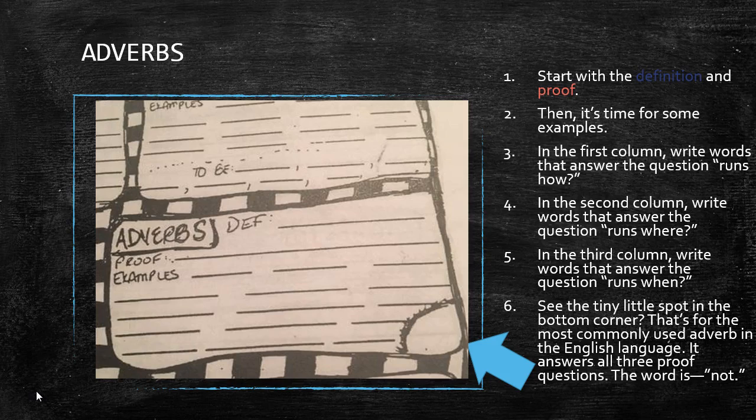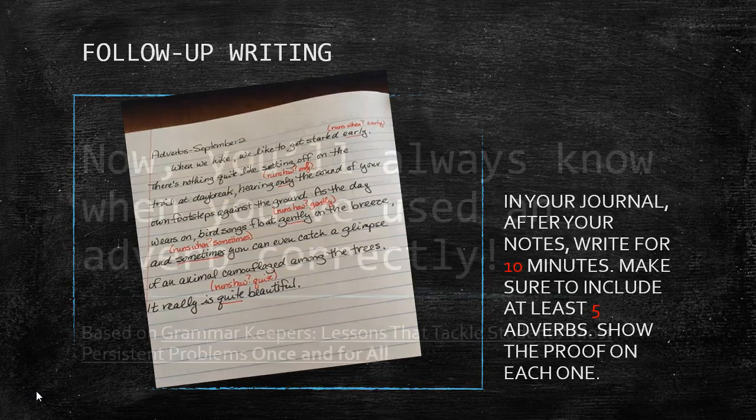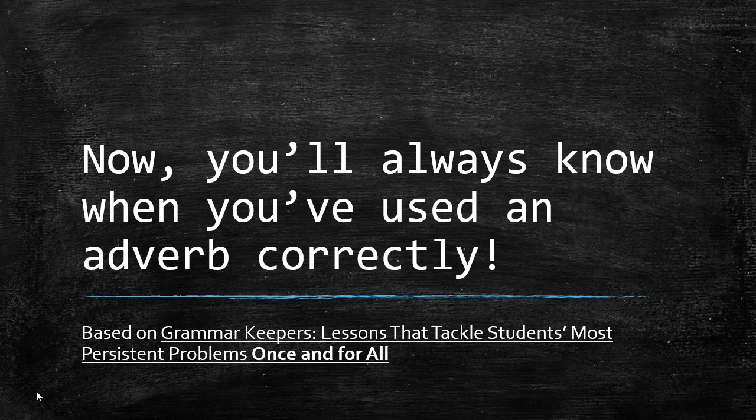Do you see that tiny little spot in the bottom corner? That's for the most commonly used adverb in the English language. It answers all three proof questions. The word is not. In your journal, after your notes, write for 10 minutes. Make sure to include at least 5 adverbs. Show the proof on each one. Now you'll always know when you've used an adverb correctly.